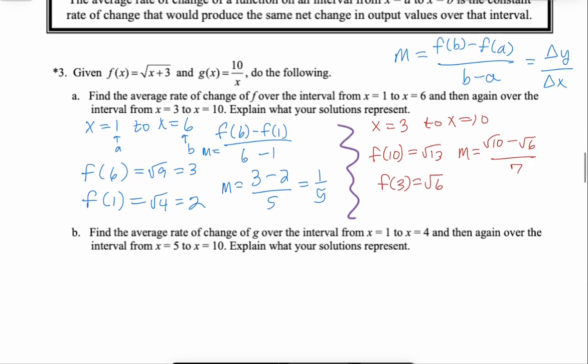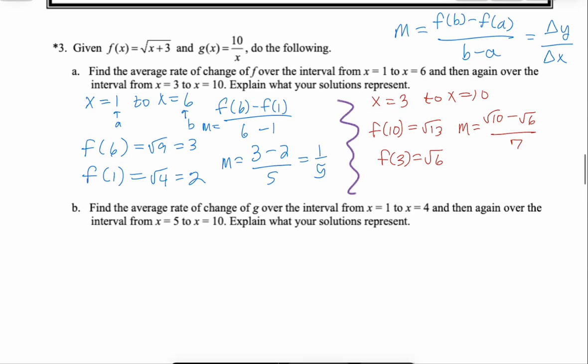Okay, now let's look at B for a moment. Now B says to find the average rate of change of g over the interval from 1 to 4. So you'll notice this time they are saying that we have to use the g function. So I'm just going to write the g function right here. So we've got it. The first time we're going from 1 to 4.